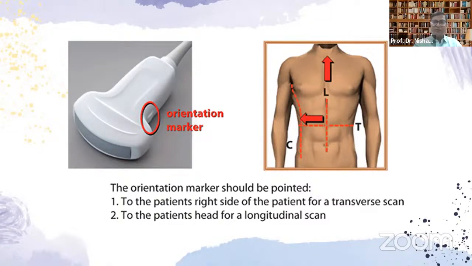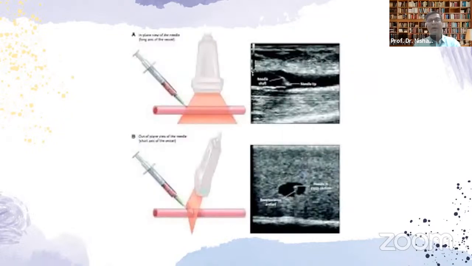Apart from that, mainly for blocks, the dot should either point up towards the head of the patient, or towards the right side of the patient. That is the rule. Again, how should you go? When the needle is along the longitudinal path of the probe, this is called in plane. And when the needle is at 90 degrees to the beam of the probe, it is called out of plane. It is as simple as that. So if the needle is along the long axis of the probe, then it is in plane.